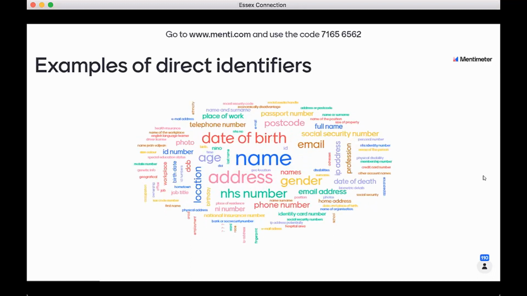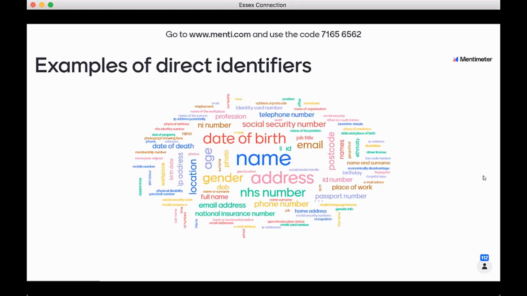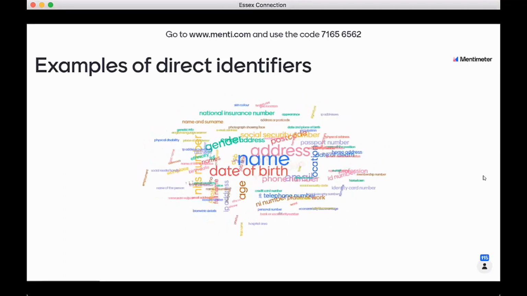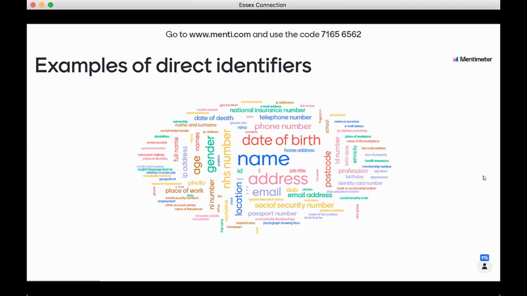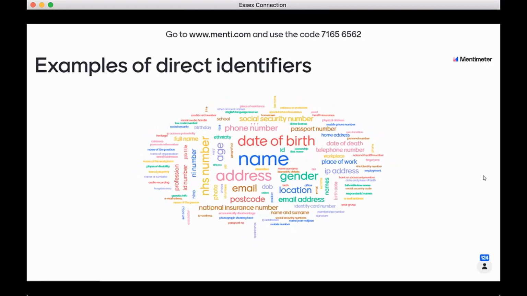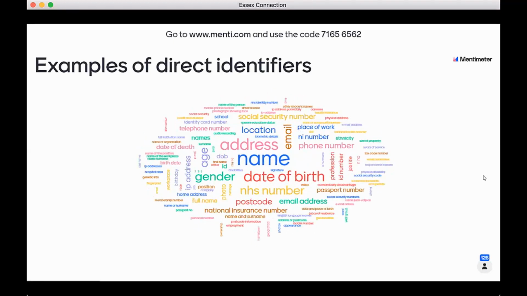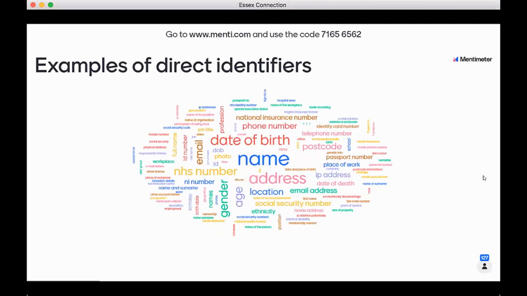Okay, so I can see there are still people adding, but the most common answer is name. And yeah, you got it right. Name, address, date of birth. I see postcode there, phone number, passport number, IP address, national insurance number, home address.